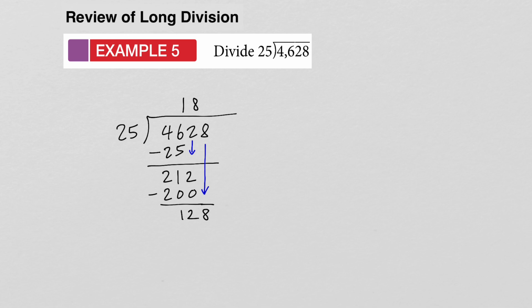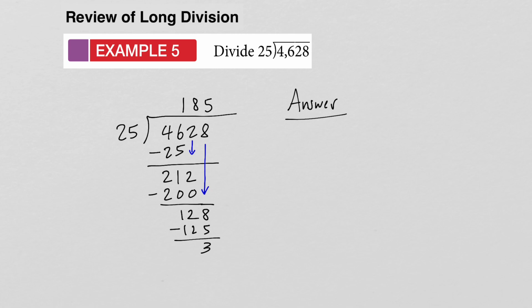8. And we do it one more time. How many times does 25 go into 128? Well, it goes in 5 times because 5 multiplied by 25 is 125. Okay, so now this is pretty much the end of the problem. There's a few different ways we can give the answer.